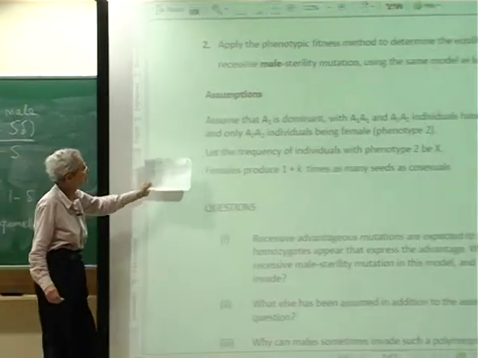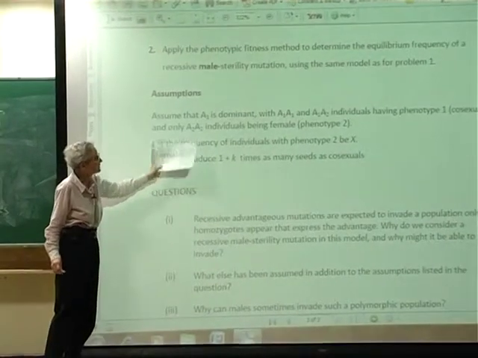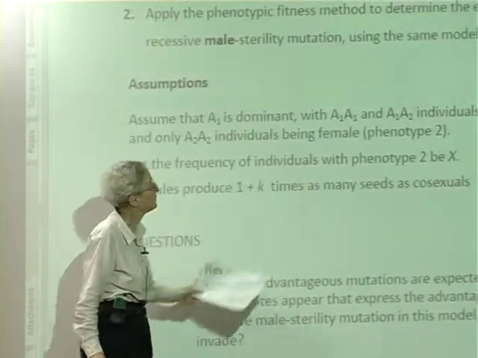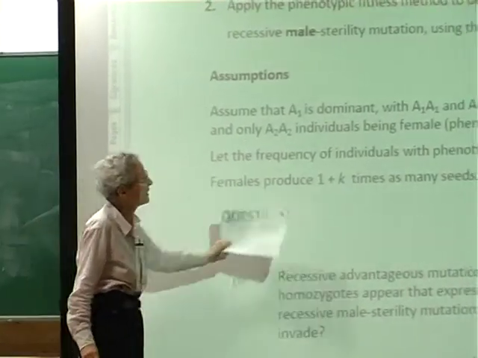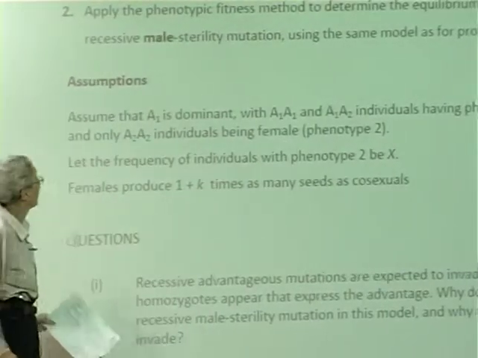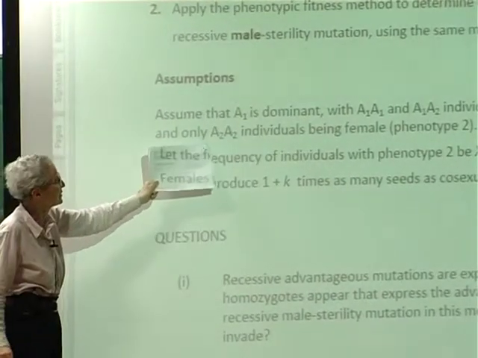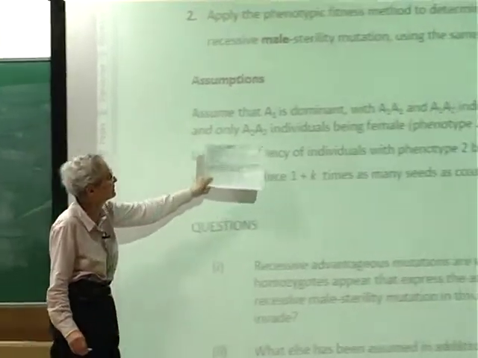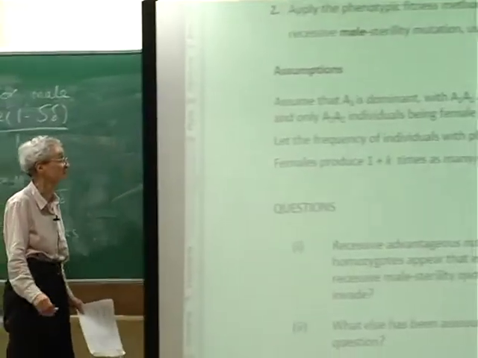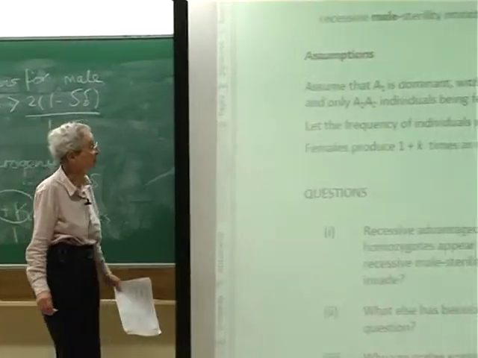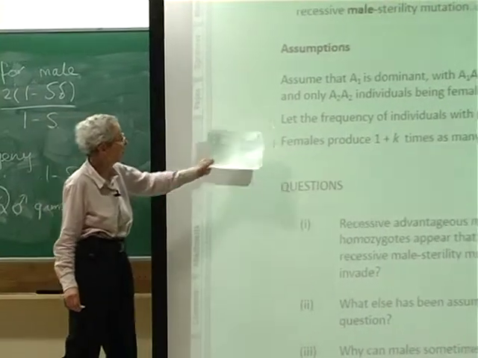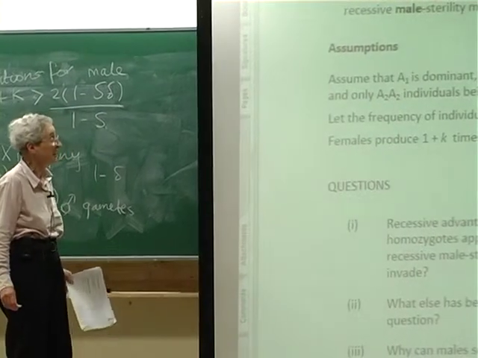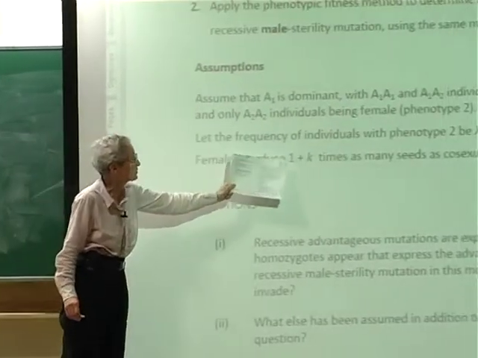So this time we want to assume that A1 is dominant, so we get phenotype 1, the co-sexual phenotype, with either of those two genotypes, and females are due to a recessive male sterility mutation, like I said in the lecture this morning, and we had females being phenotype 2, just to make it absolutely definite. And let now the frequency of females be X, and let's assume, like I said, that they produce 1 minus little k.